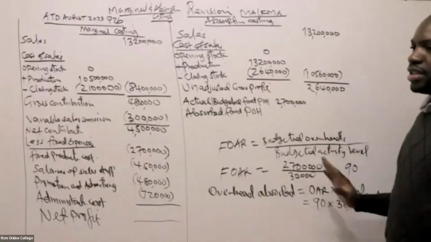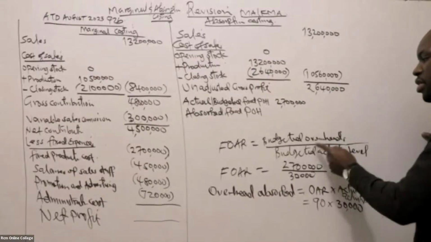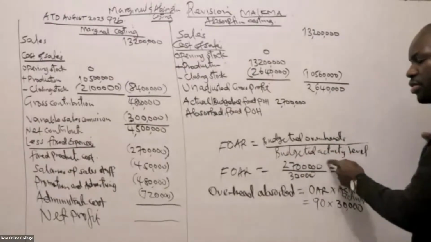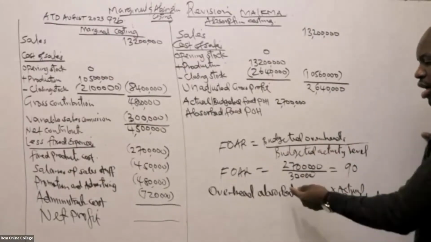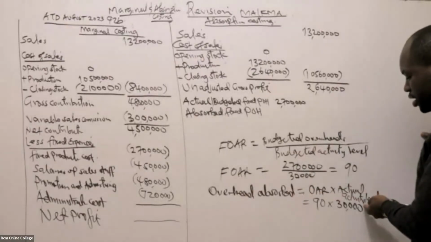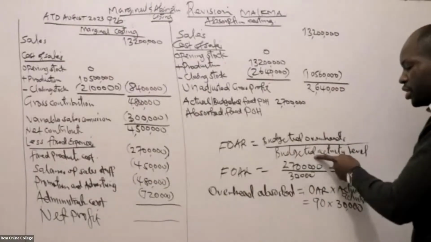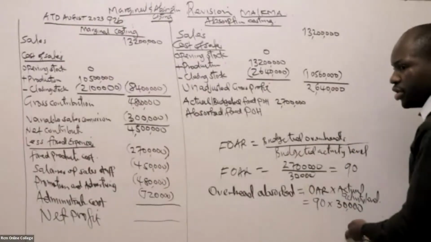Look at the items we are having. In our formula, it is budgeted overheads divided by budgeted activity level or budgeted units. Under absorbed, it is overhead absorption rate times actual activity level, actual units. The first one is budgeted units. The second one is actual units.